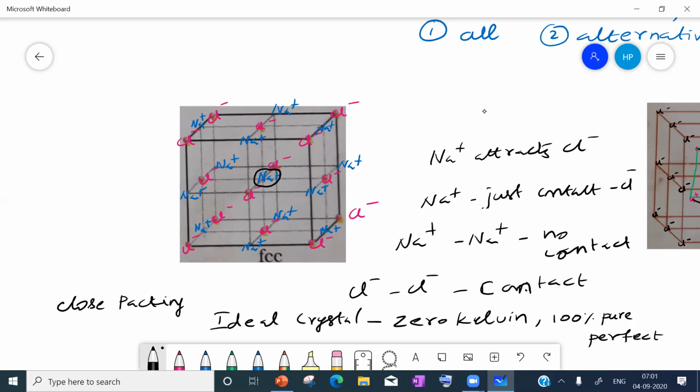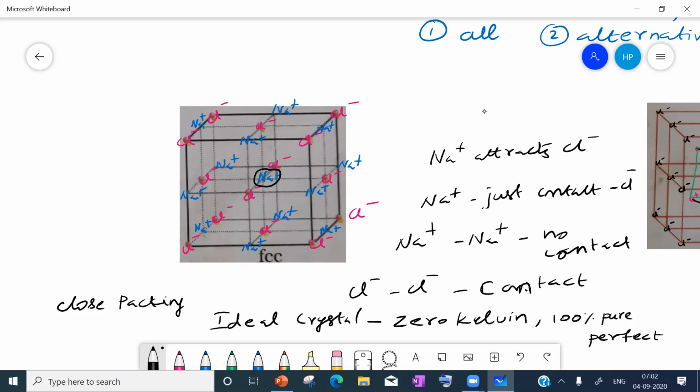So should some other species come or should not come? Some other species should not come. So why, for an ideal crystal, are we saying 100% pure? Impurity should not be there, then only perfect arrangement. 100% purity should be there, then perfect arrangement.